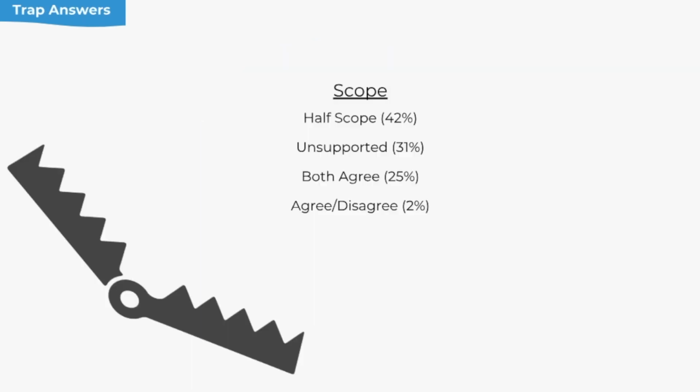So now looking at the trap answers that we looked at today, 42% of wrong answers are wrong because they're simply half scope. One person comes down on the issue, but the other person doesn't. 31% of answer choices are wrong because they're unsupported, meaning neither one of them agrees with that claim. 25% of wrong answers are wrong because both people would agree with the claim. And 2% of wrong answers are wrong because one person would agree and the other person would disagree. Now, this would only be wrong on questions when they're asking you for what they would agree with each other about.